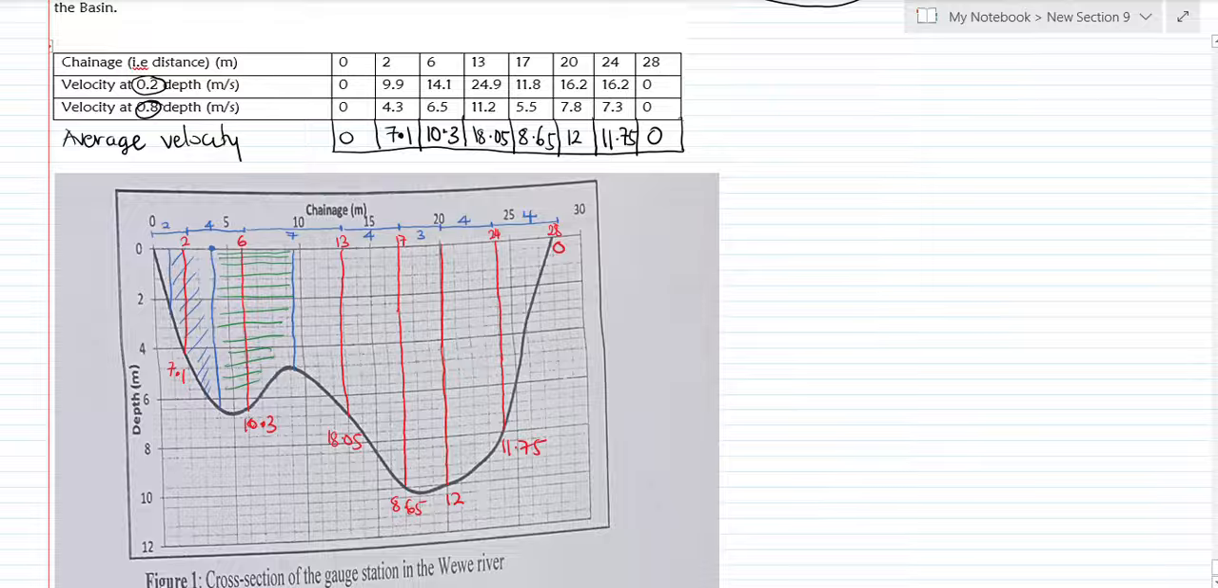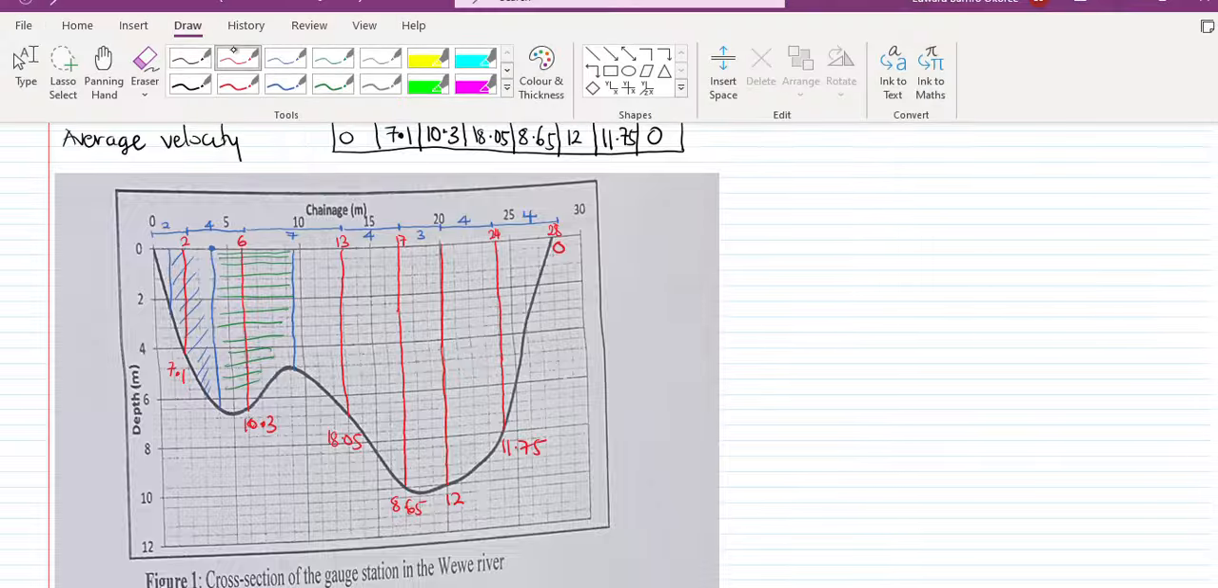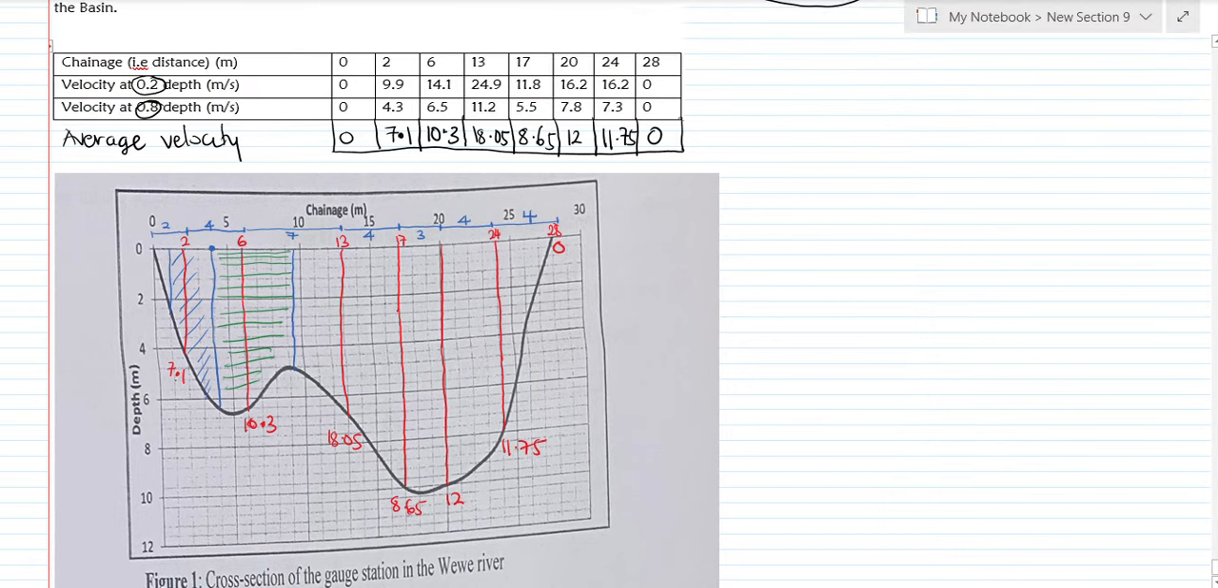Then let's record their depth. Let me use the black. I'm writing everything down. So the depth here is 4. Can you see that? So I'm writing it here, 4. The depth here is 6. The distance is 2, 2, right? So 6 is 6, 7.